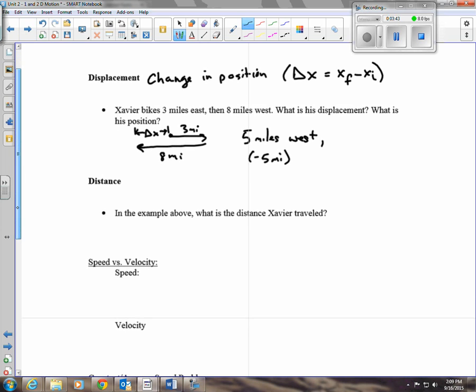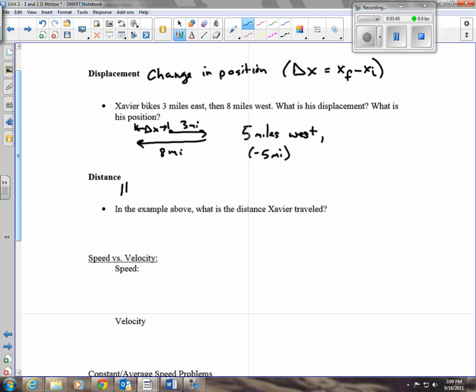Now, distance is just how far total. Okay, it's a scalar. There is no direction involved. So what is the distance they traveled? He went 3 miles east and 8 miles west. He just went 3 miles and 8 miles for a total of 11 miles.